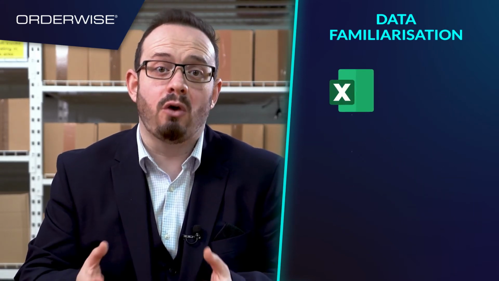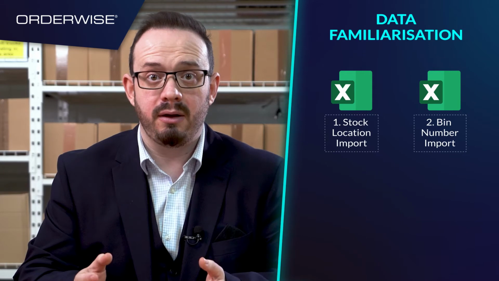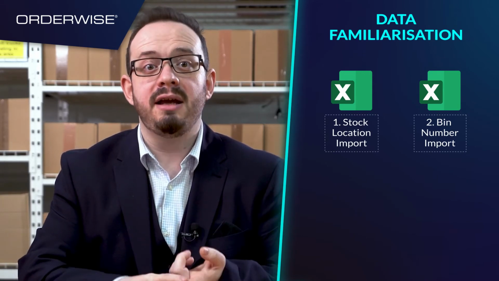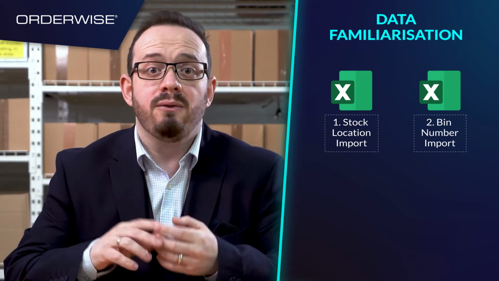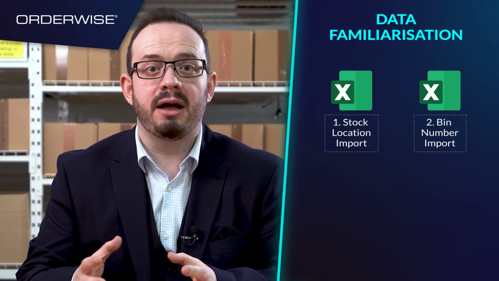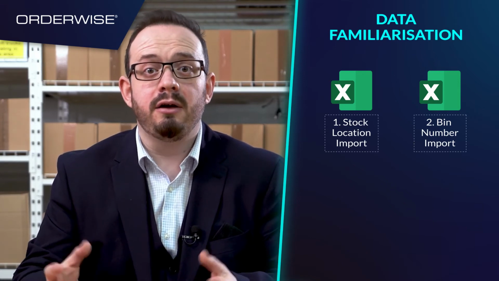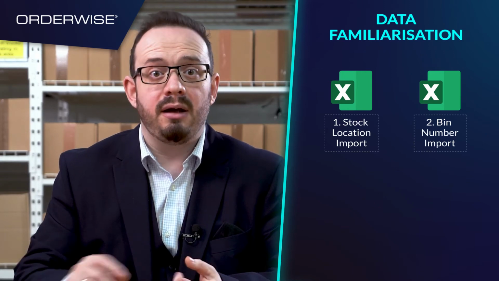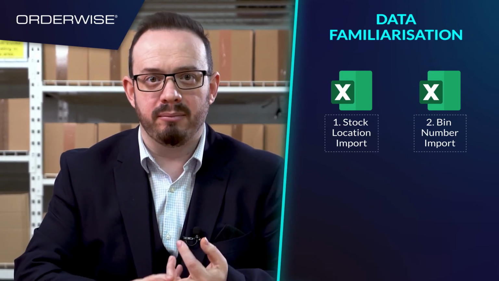Let's take a look at the stock location setup files folder. There are two files here, the stock location import that has the name and address of your warehouse, and for now, this is all we need to fill out. If you have multiple locations, we can add them here, including consignment locations and Amazon FBA if you need to. And finally, your bin number import.